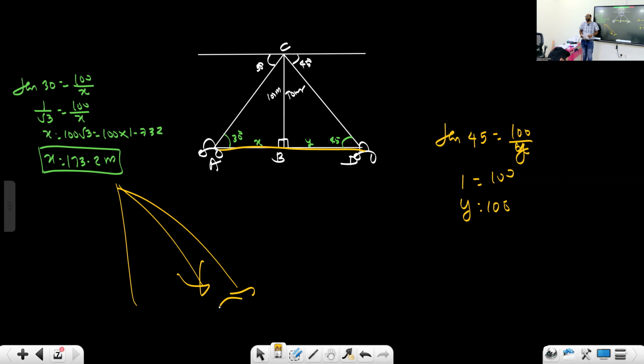Therefore, distance between the cars is x plus y. X you have, y also you have. 173.2 plus 100.